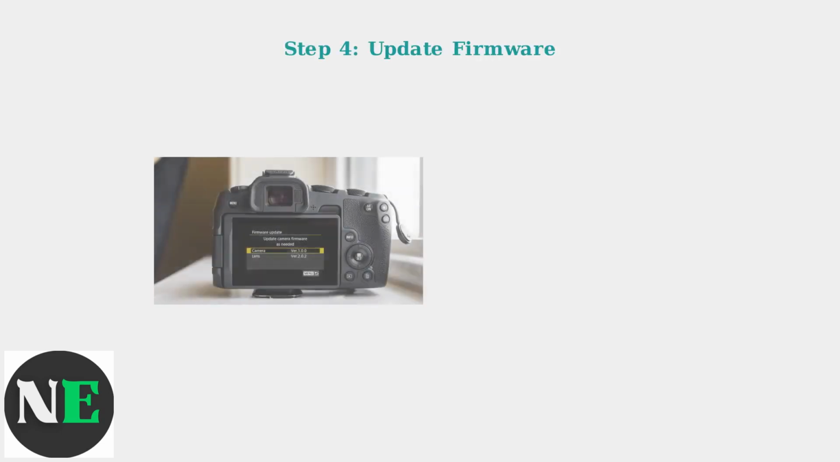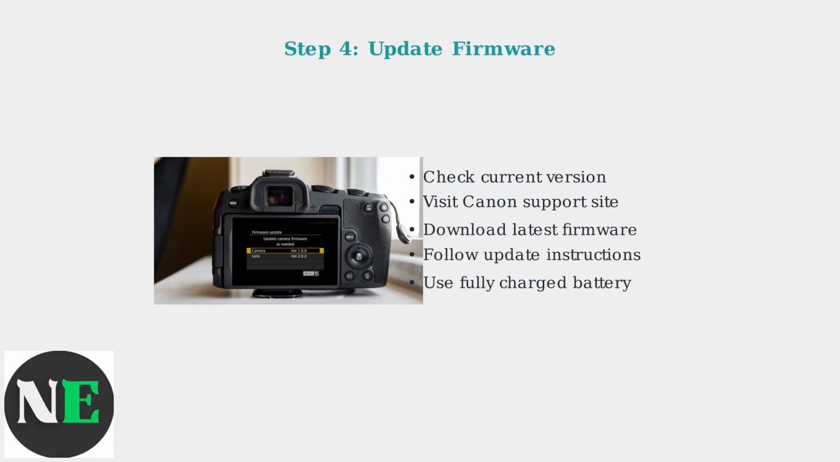Outdated firmware can cause error 70. Check Canon's website for the latest firmware version and update your camera if needed. This often resolves communication errors.